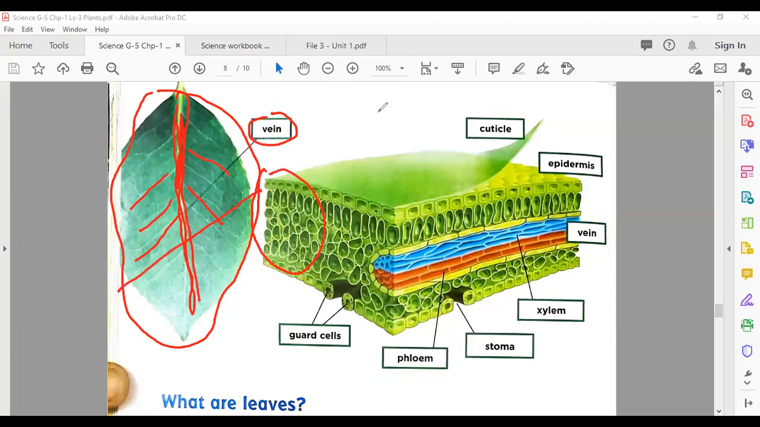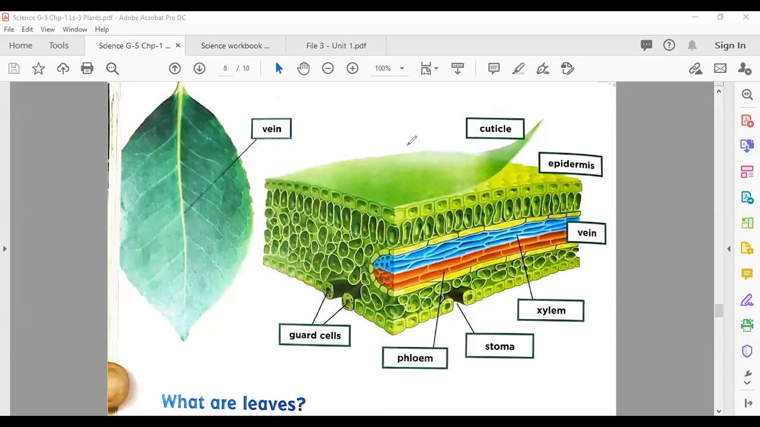When you look at this, this is the upper layer. What do we call this upper layer? We call it the cuticle, the upper surface, just like your skin. After that, when you move under this, you will see this part that we name the epidermis, the upper layer.